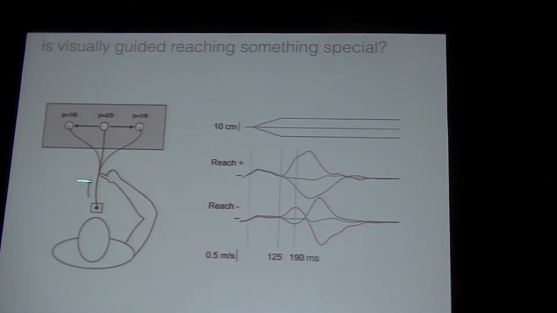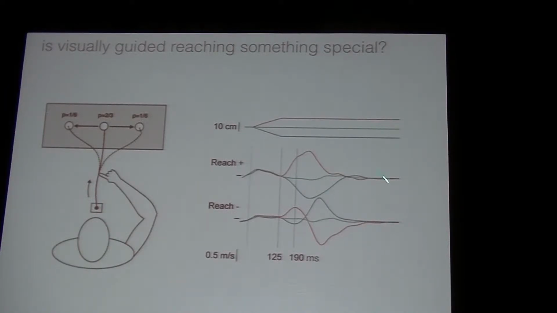But critically, they do that really quickly. They do it more quickly than you would expect from standard measures of voluntary reaction time. And you can see that here. Zero, this line here, is when the target jumps. And you start to see deviations to the new target location, either to the left or to the right, at about 125 milliseconds, as measured by hand velocity.